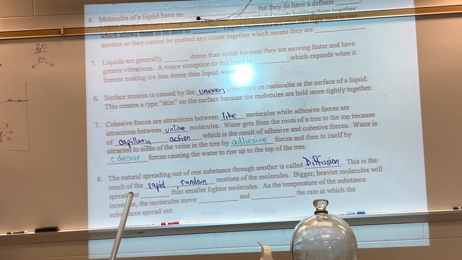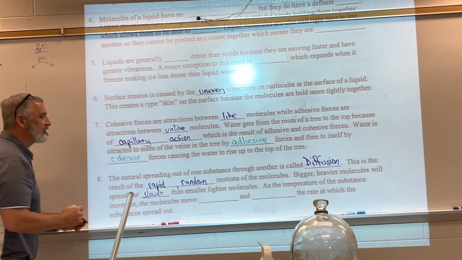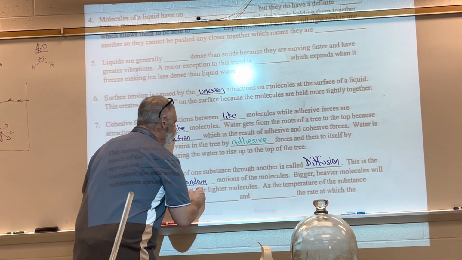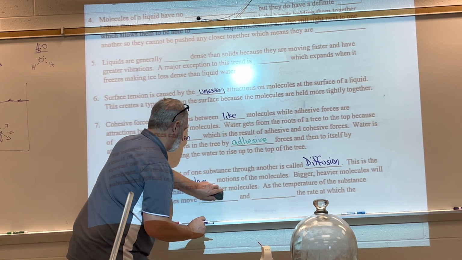Okay? So, this is kind of obvious. Bigger, heavier molecules will spread out slower. If you have a big mass, you ain't going fast. They spread out slower than smaller, lighter molecules. Now, this is all heat them up, speed them up. As the temperature increases, the molecules move faster.